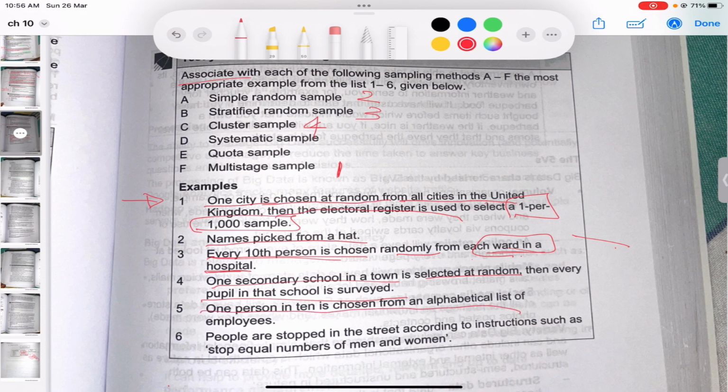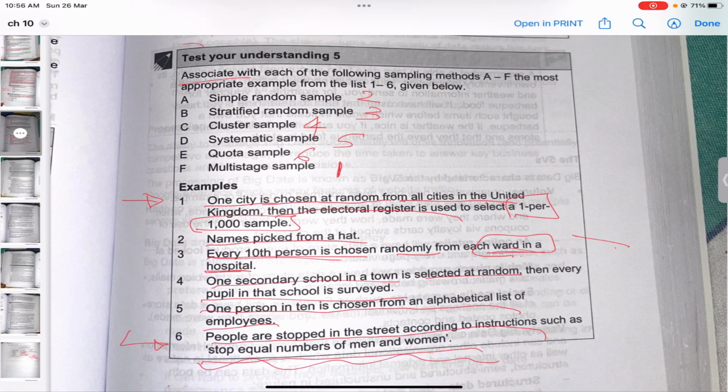One person in 10 is chosen in the alphabetical list of employees. Systematic. People are stopped in the street according to instructions such as stop equal numbers of men and women. So this is a quota. A particular criteria is given. I hope you got it.